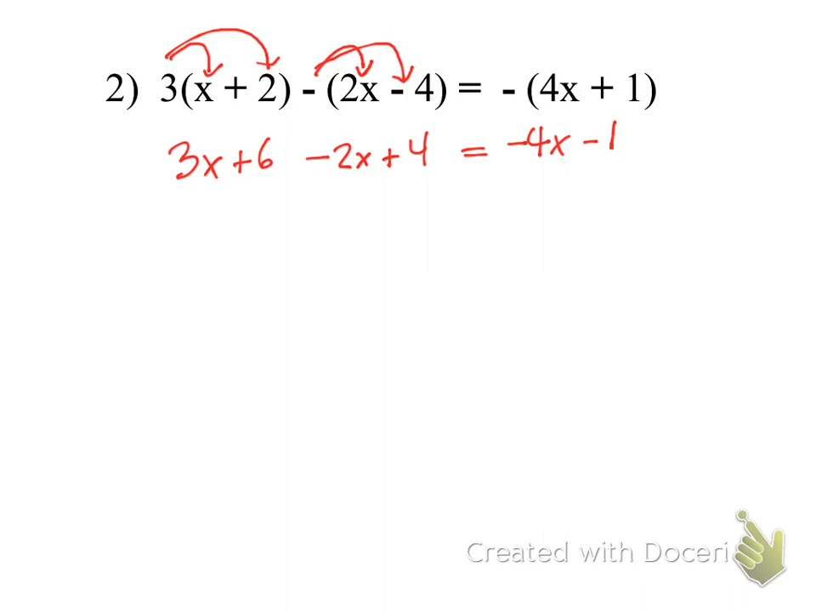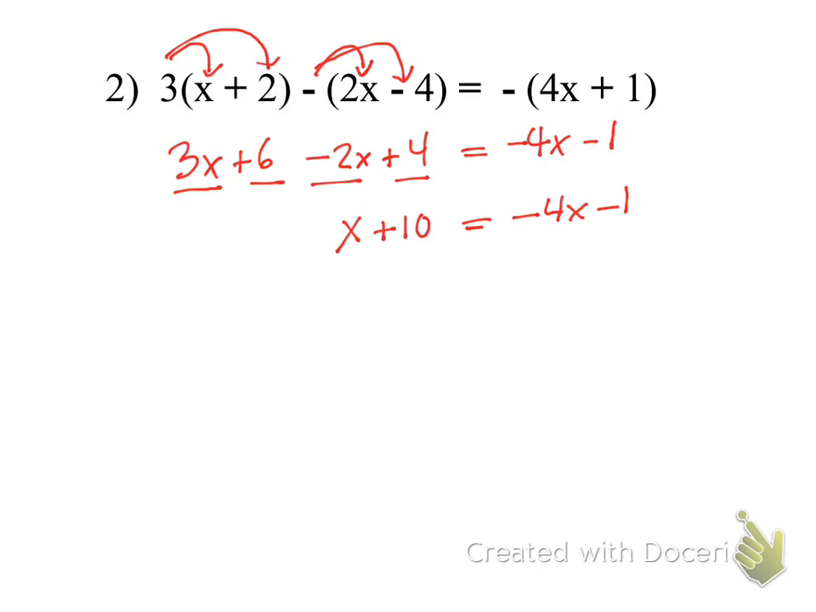Okay, and now what would I do on the left side? On the left side, you have to combine like terms, and then that would be x, negative x, and this is 6 plus 4, which is 10. Okay, next. I was having trouble with that.